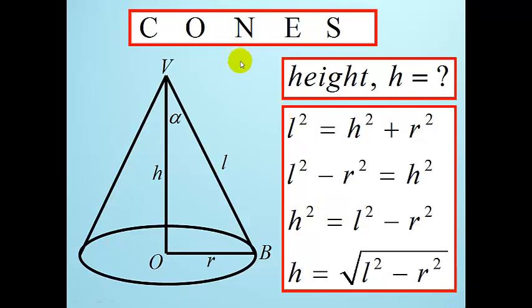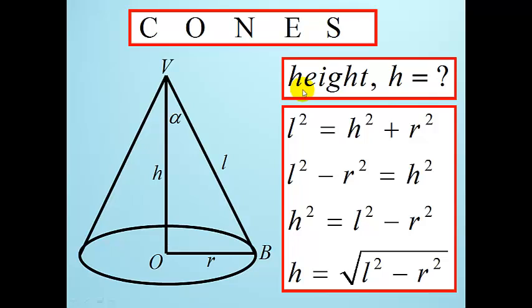Now we consider cones. The figure we see here is called the cone. Now considering the cone, VO is the height of the cone. VB is the slant height of the cone. And OB is the base radius of the cone. Alpha is called the semi-vertical angle.